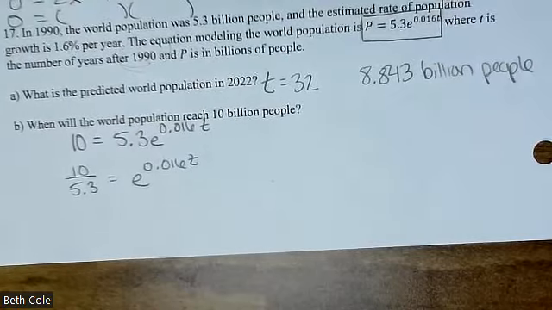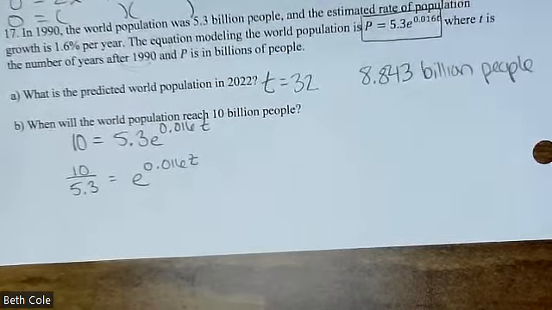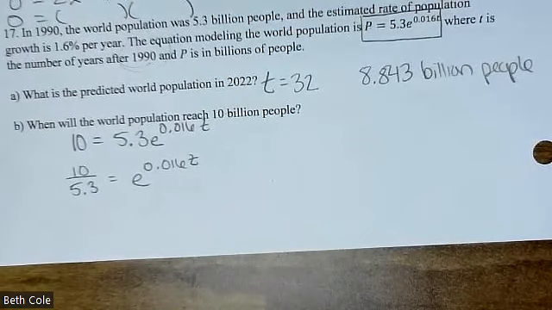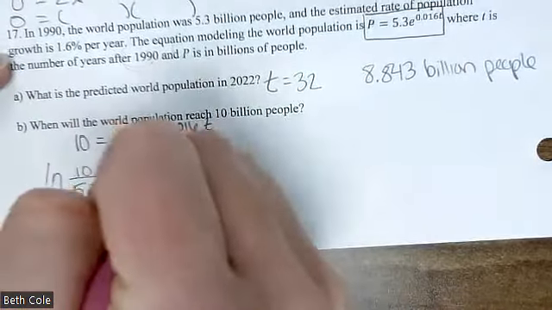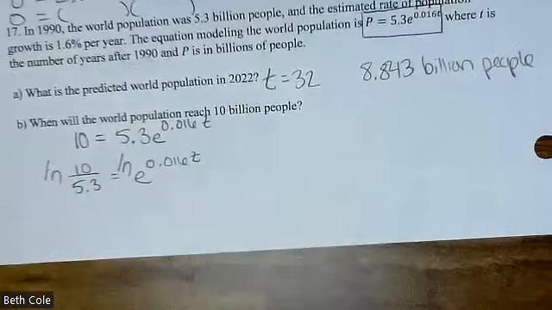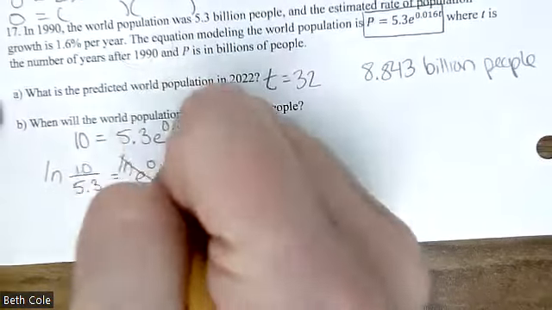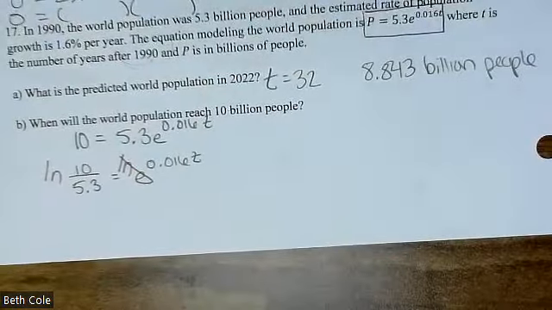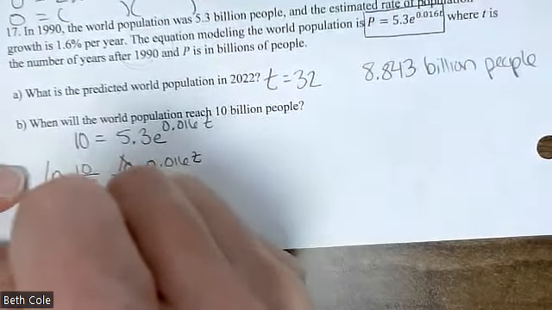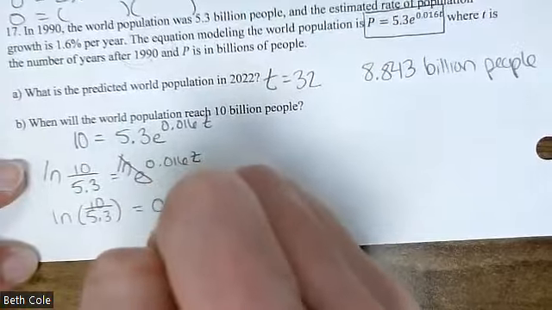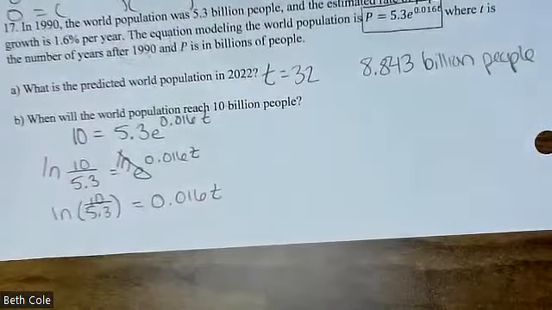All right, then what? Again, panicking is not an option. You have to actually do something mathy. You want to get rid of the E. What cancels out E? ln. You're going to ln both sides. I always want to be thinking, like, how do I undo what's there? I want to cancel out what's there. So you have ln of 10 over 5.3, whatever that is, equals this awful decimal times T.